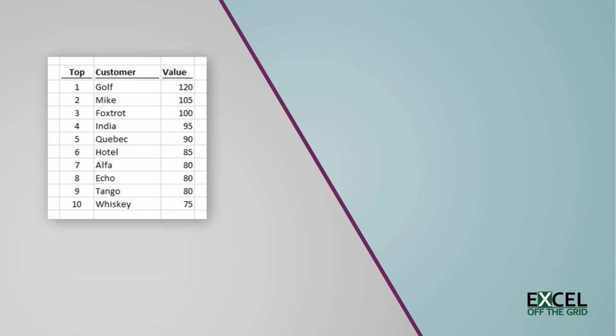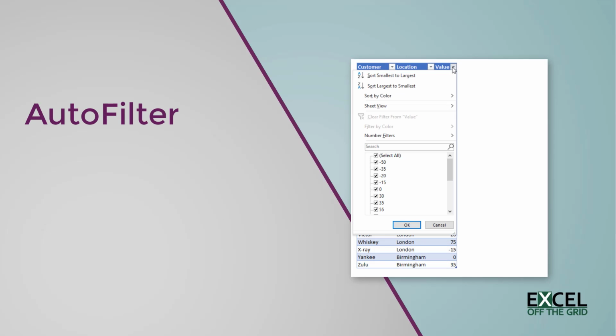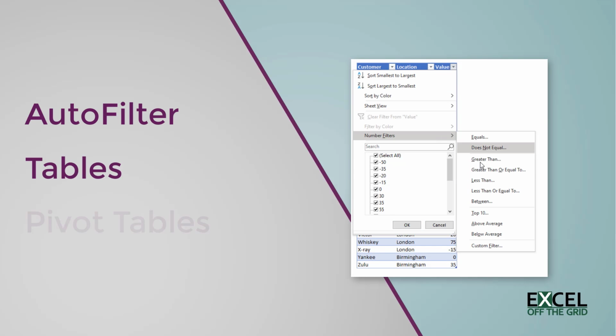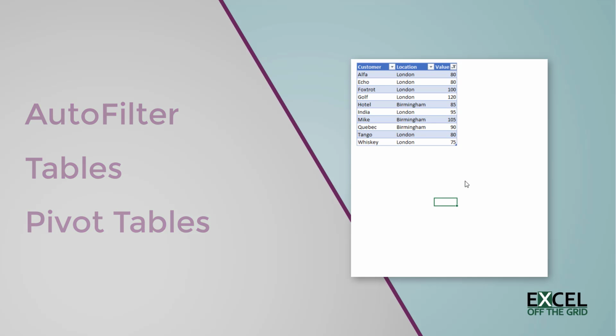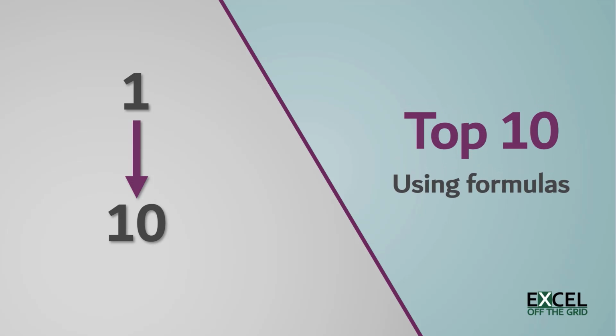A top 10 list is a common form for displaying information, especially in dashboards and summarized reports. It's easy to create the list when working with sorted data. Just cell link to the top 10 items in the list and that's it, easy. It's also relatively simple when working with autofilter, tables and pivot tables, as it's a default filter setting within these features. However, when creating a top 10 with formulas on a non-sorted data set, things become a little bit tricky. In this video, I'll show you exactly how to do it.